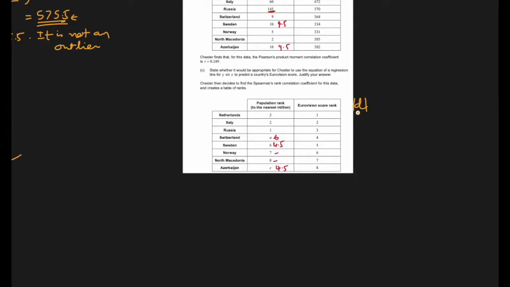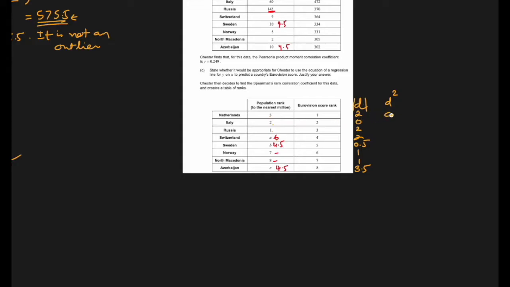3 minus 1, 2. 2 minus 2 is 0. 1 minus 3 is minus 2, so the difference is 2. 6 minus 4, 2. 4.5 and 5, 0.5. 7 and 6, 1. 8 and 7, 1. 4.5 and 8, 3.5. So now the next thing has to be D square, and that's why I took the absolute values.